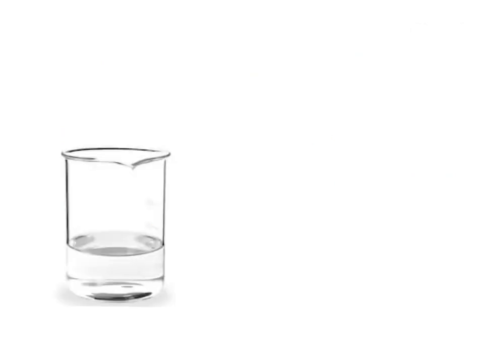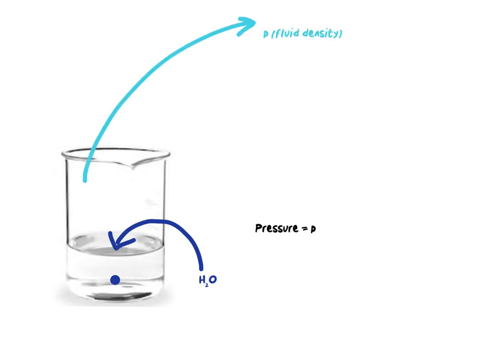So to summarize, we would say that to calculate the pressure at this particular point below the surface of, let's say, a beaker of water, I would take the density of the fluid times the depth that I am within the fluid times the gravitational field.